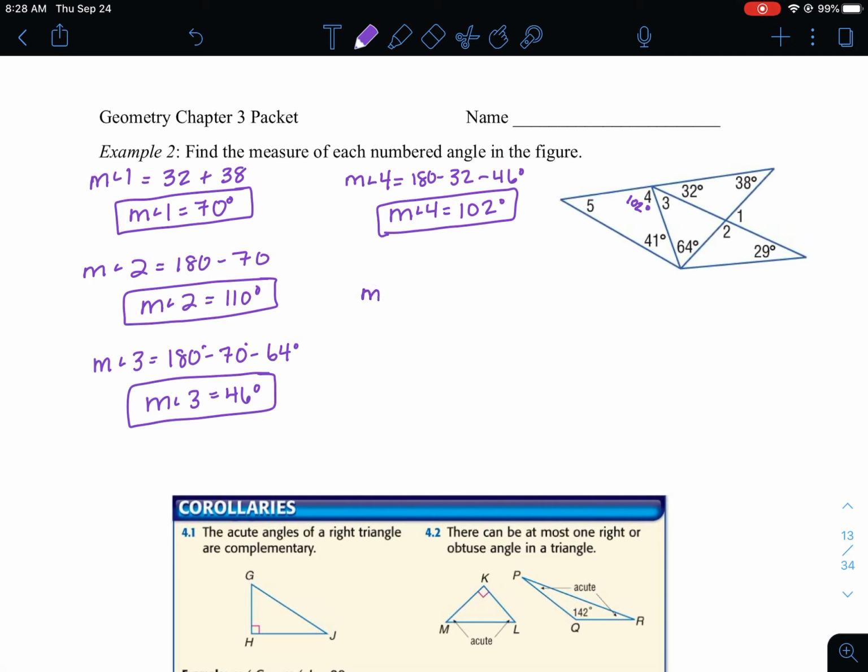All right, and then for angle 5, it's our wonderful triangle sum theorem. So I can take 180 minus 102 minus 41. So we found that the measure of angle 5 should be 37 degrees. So just think about these as a bunch of little puzzles that you just have to figure out.